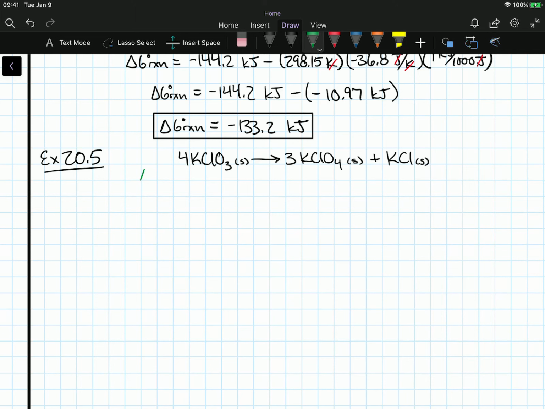And now we go in the back of the textbook and look up. These are all listed in the same table as well in the back. This is negative 296.3 kilojoules per mole. This is negative 303.2 kilojoules per mole. And this is negative 409.2 kilojoules per mole. So again, all the work here in calculating these has been done for us, calculating the delta H and the delta S.